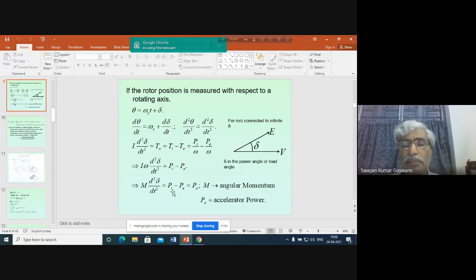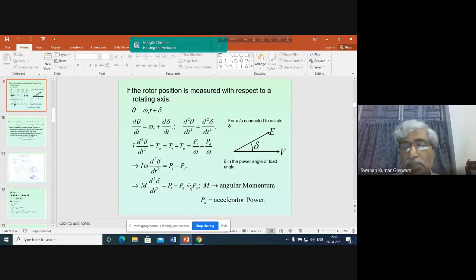Pi is the power input to the rotor of the generator from the turbine. Pe is the electrical power output from the generator, and the difference is obviously the accelerating power. When Pa is positive, the generator will accelerate. When Pa is negative, the generator will decelerate. So M d2 delta dt2 equal to Pa. This is called the swing equation.